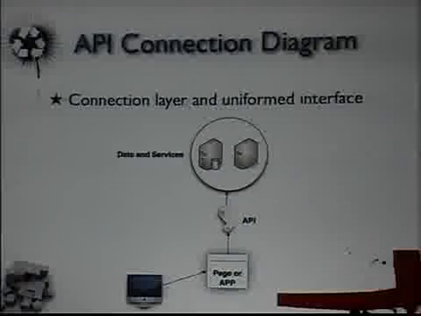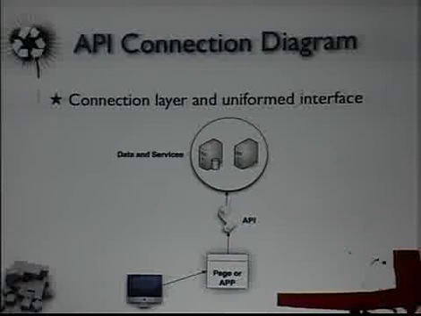So, a simple diagram of an API: it provides a content layer and delivery method for services and data on the back end. It's a uniform interface where you make calls and you hopefully get what you want.